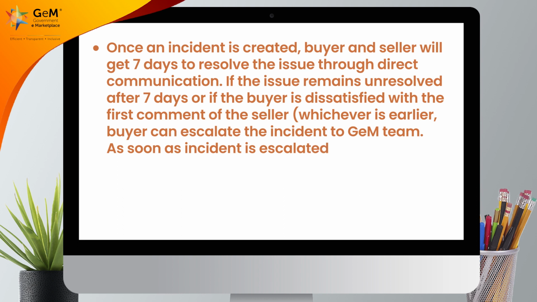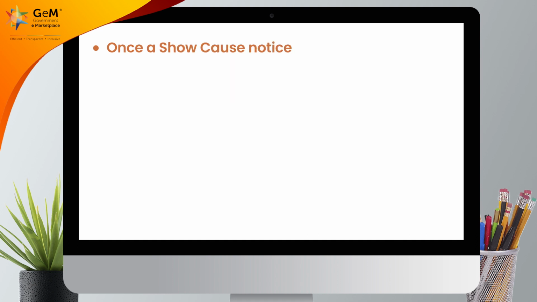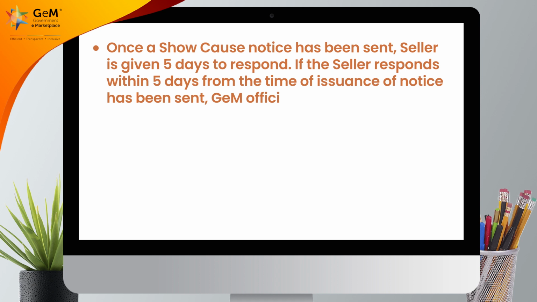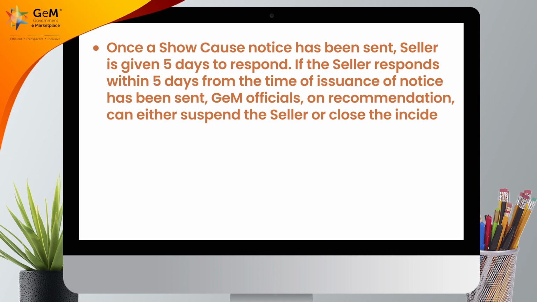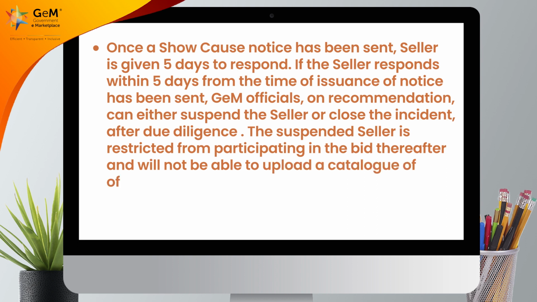As soon as incident is escalated, the system automatically sends a show cause notice to the seller. Once a show cause notice has been sent, seller is given 5 days to respond. If the seller responds within 5 days from the time of issuance of notice, GEM officials, on recommendation, can either suspend the seller or close the incident after due diligence. The suspended seller is restricted from participating in the bid thereafter and will not be able to upload a catalog of offered products or services.